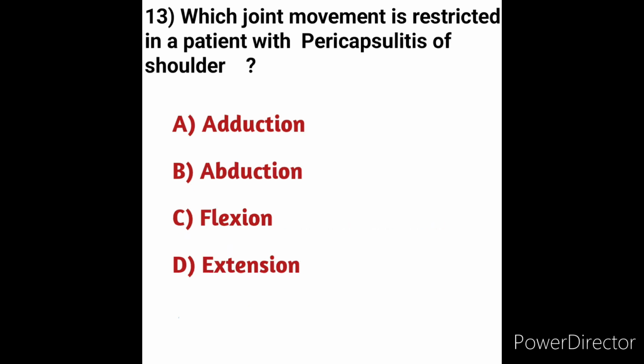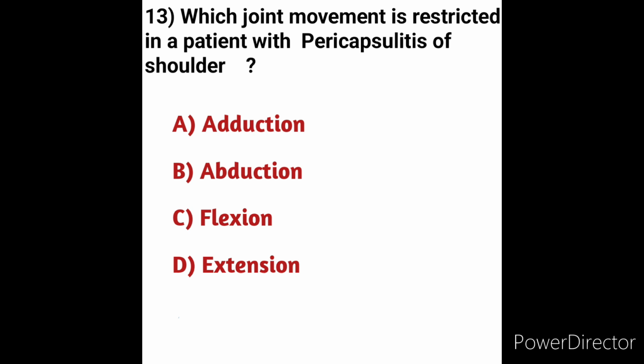Which joint movement is restricted in a patient with pericapsulitis of the shoulder? Which movement do we have to restrict from the options? Option A, adduction. Option B, abduction. Option C, flexion. Option D, extension.